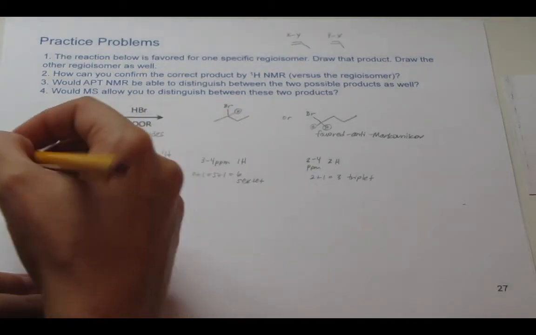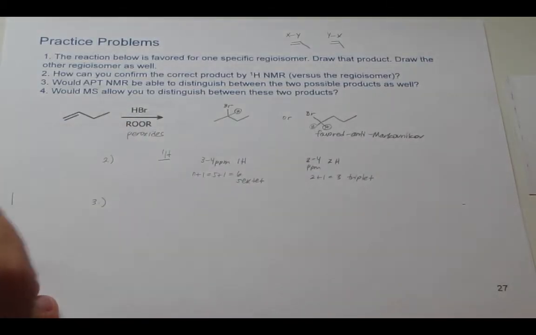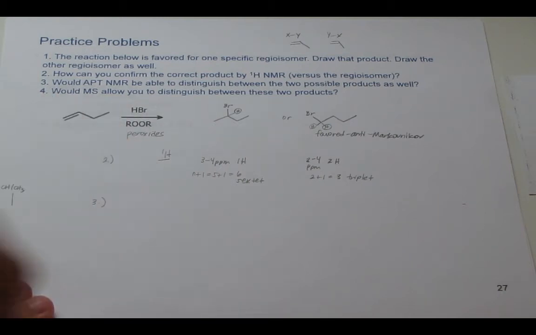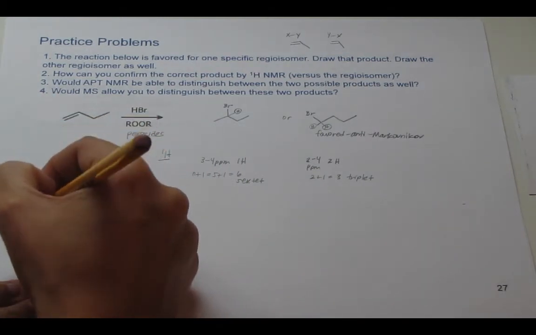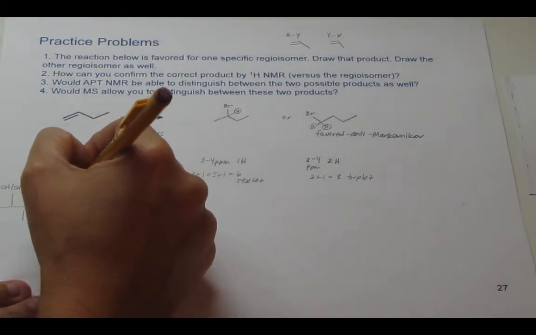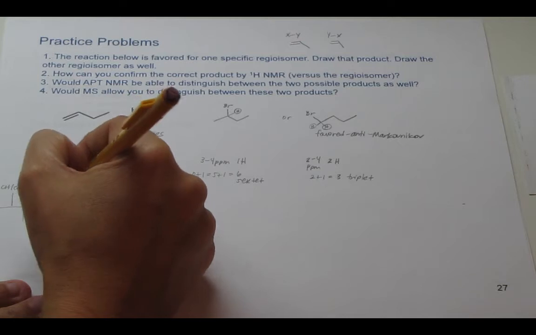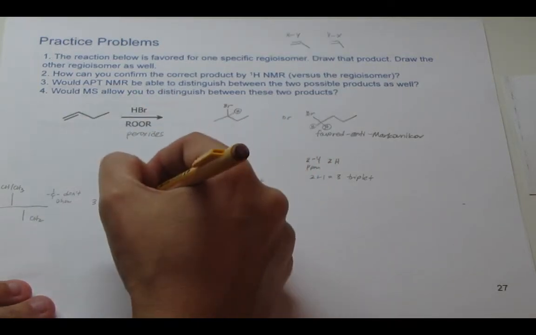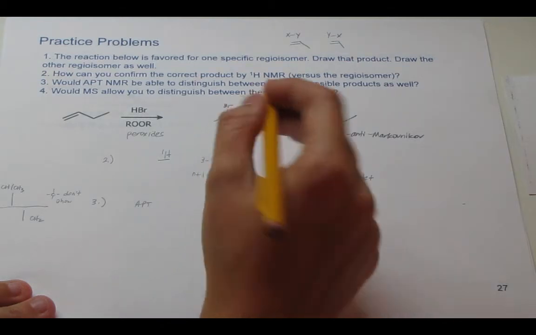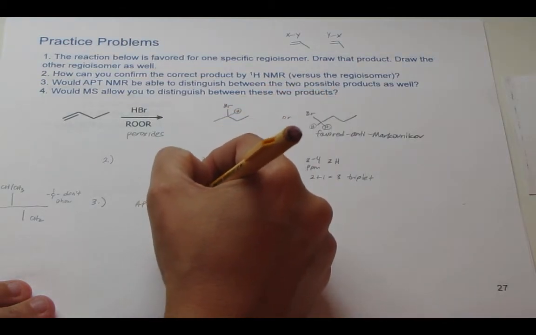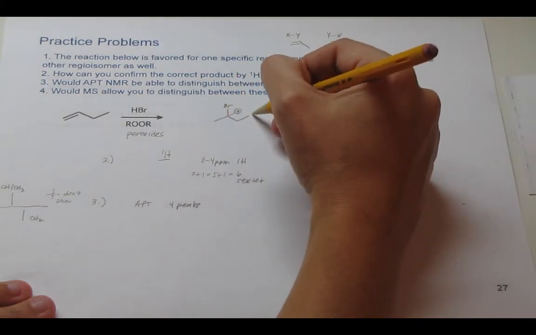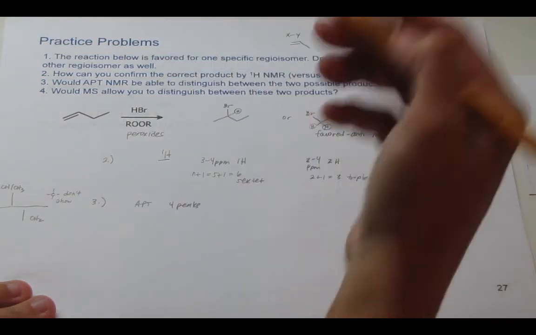Remember the APT NMR: if you are pointing up in the air, you are a CH or a CH3. And if you are down, you are a CH2. And quaternary carbons don't show. So how many peaks would we expect to see for APT NMR here? We would expect to see all 4 peaks. We have a CH3, a CH, and a CH3. So one CH2 would be down.